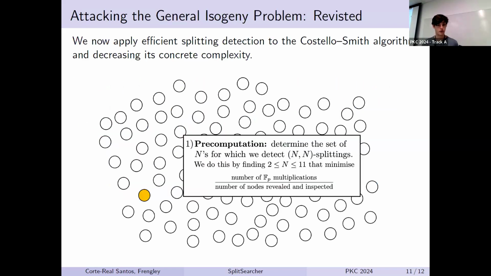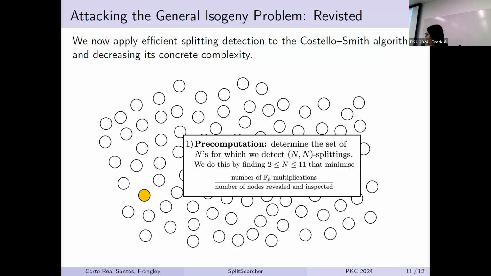Okay, so Maria will talk about the rest of the paper. In our paper, we apply this to the Costello-Smith algorithm. We apply NN splitting detection to this algorithm, and it gives quite a nice improvement on the complexity. To begin with, we have to do a bit of pre-computation.